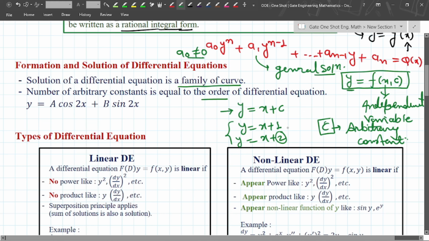So like this is the case. These are the particular solutions and this is the general solution. Now we have an example: y equals a cos 2x plus b sin 2x.